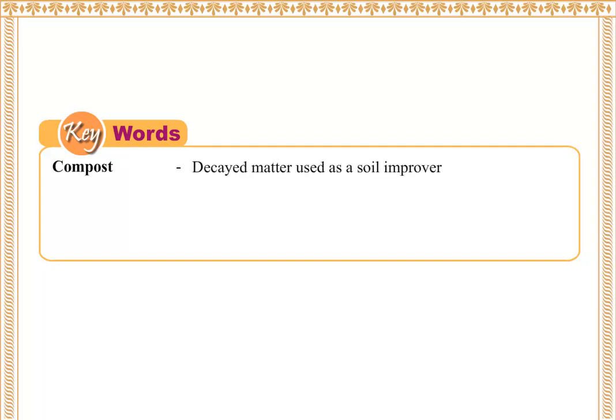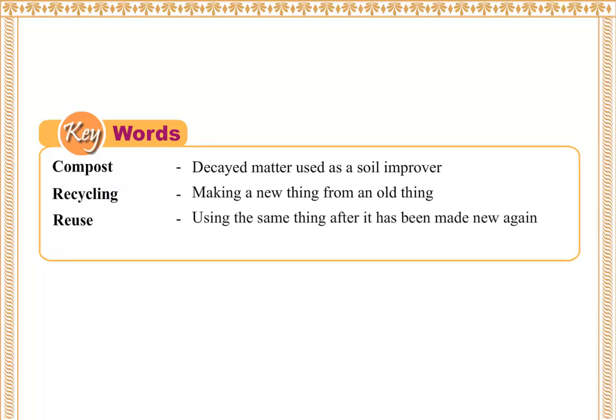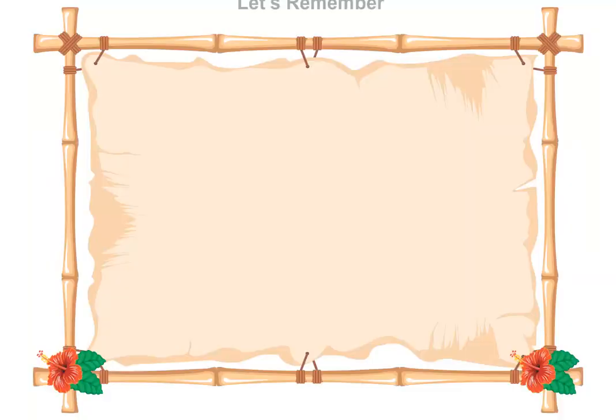Key words. Compost: decayed matter used as a soil improver. Recycling: making a new thing from an old thing. Reuse: using the same thing again. Dispose of: to get rid of.